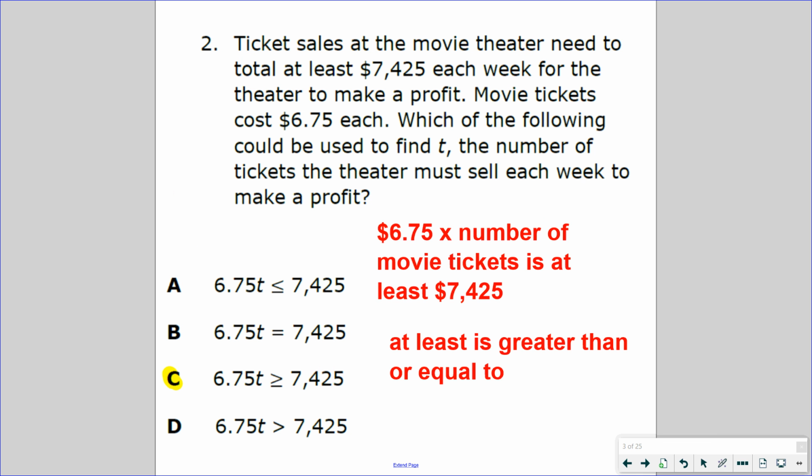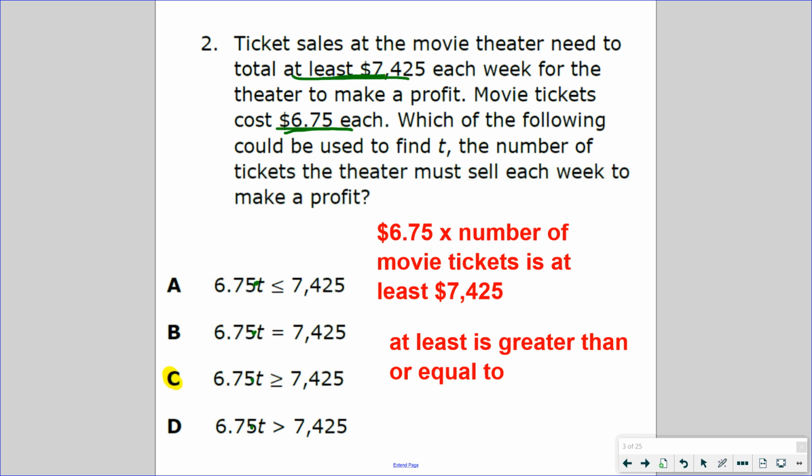Number 2, ticket sales at the movie theater need to total at least $7,425 each week for the theater to make a profit. Movie tickets cost $6.75 each. Which of the following could be used to find T, the number of tickets the theater must sell each week to make a profit? Well, first of all, movie ticket costs $6.75 each. That's a multiplication relationship. And they all show that.